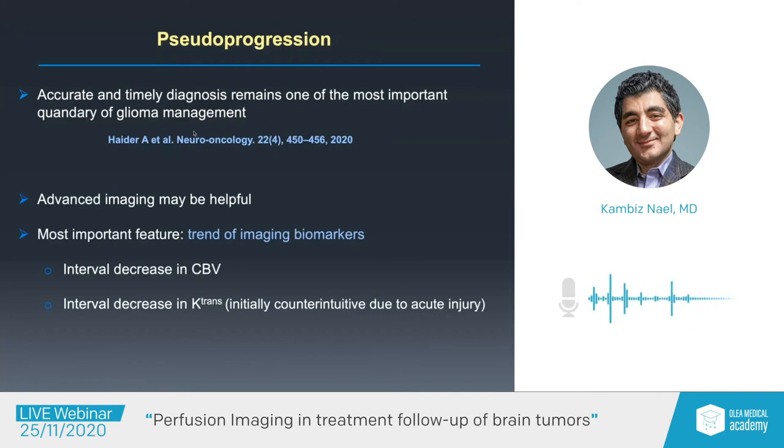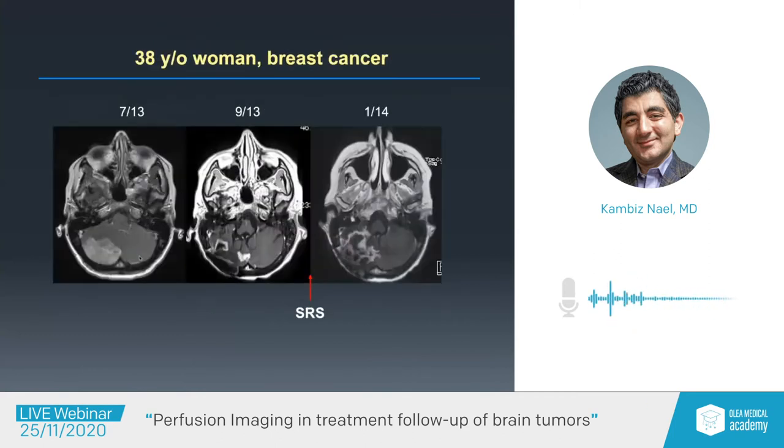Advanced imaging may be helpful. In my experience, we did this over the last few years. One thing we found extremely helpful is not necessarily the absolute value, but how the values change over time. And specifically looking at cerebral blood volume and K-trans before and after treatment can be helpful to differentiate pseudoprogression from progressive disease.